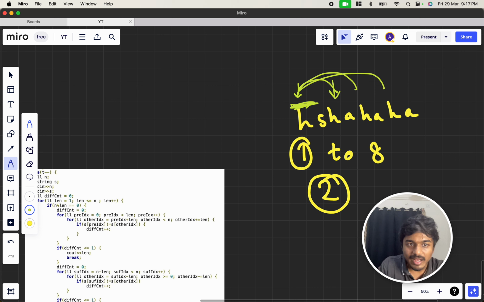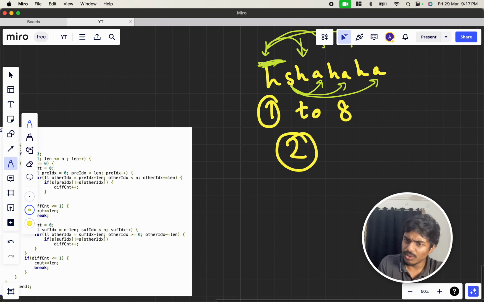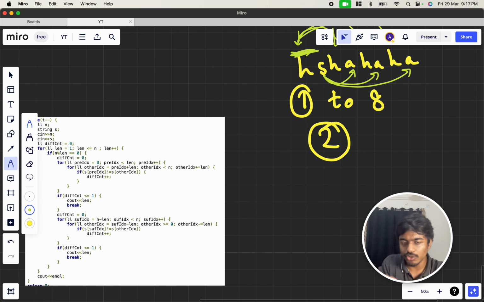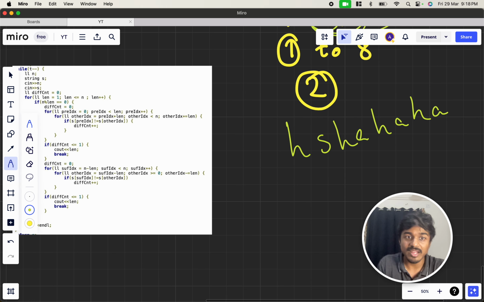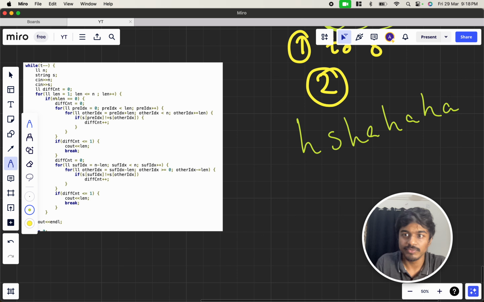Similarly, as you see, prefix index is less than length. The length is 2. Now, this S will compare with this A, this S will compare with this A, and this S will compare with this A, and so on. Similarly, we have to go from the suffix side also, not backtracking. HA, HA, HA.